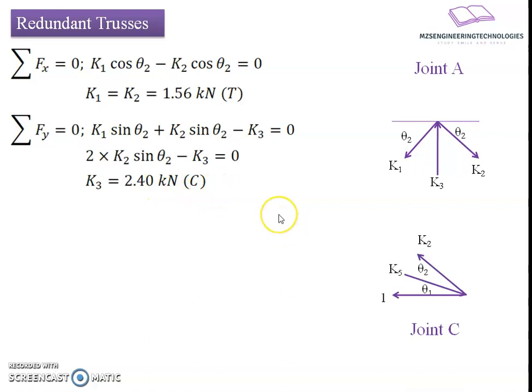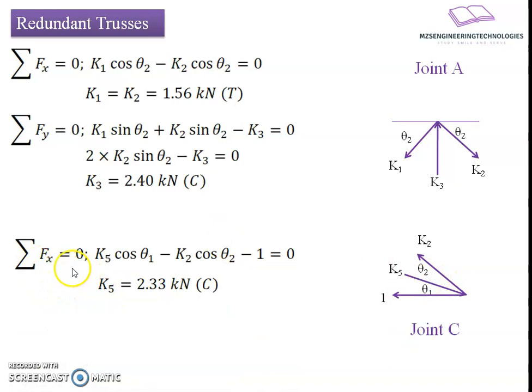Similarly, if we move towards the joint C, K5 is unknown. If I apply summation of force in x direction, we get a relation K5 cos of theta 1 minus K2 cos of theta 2 minus 1. Among this, we know the value of K2. If we substitute that, K5 comes to be 2.33 kilonewton in compression.